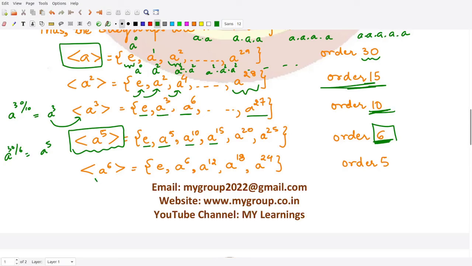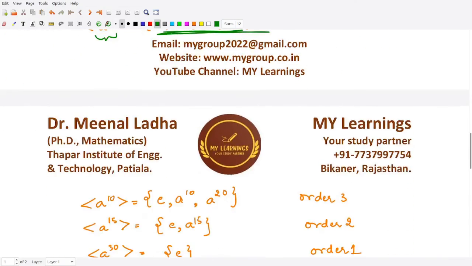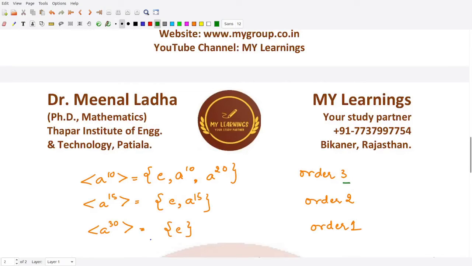Similarly for order 5 we have a raised to power 6 generating the subgroup, and the entries are listed like this. So in total we have 5 entries here. Similarly for order 3, the generator would be a to the power 10, so we have e, a to the power 10, a to the power 20 as its elements. For order 2 we have a to the power 15 as the generator, so we have the elements listed as e, a raised to power 15, right? And for order 1 we have a raised to power 30 as its generator, so we only have identity e as its element, right?